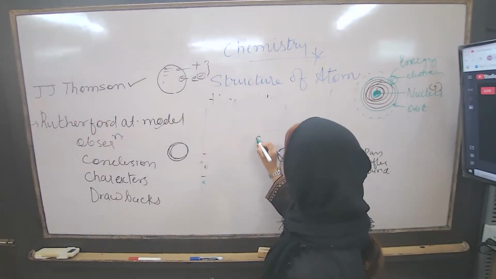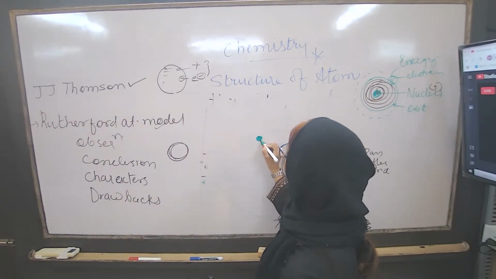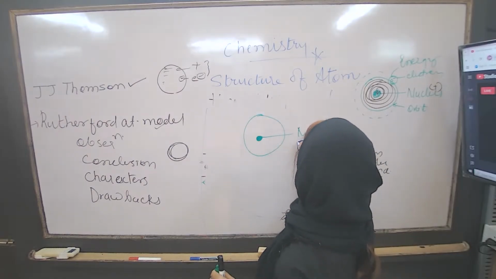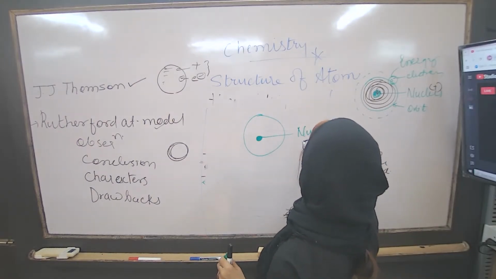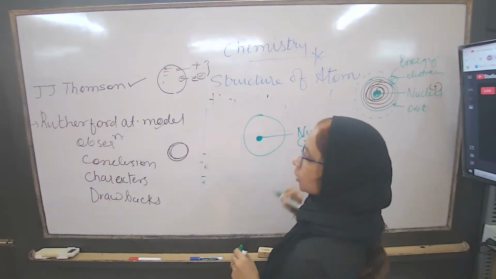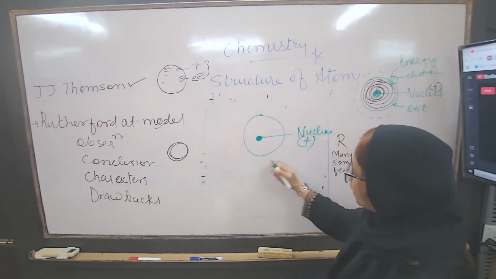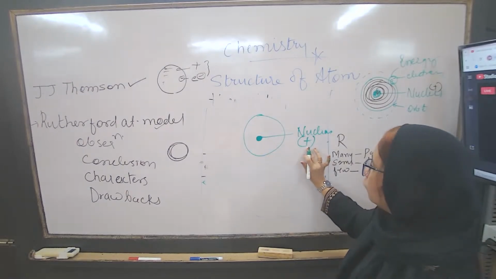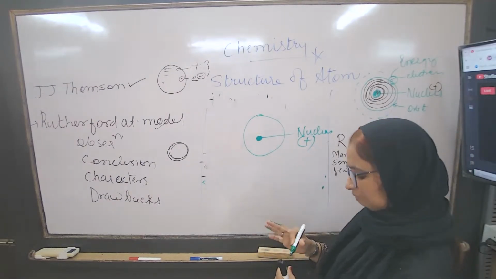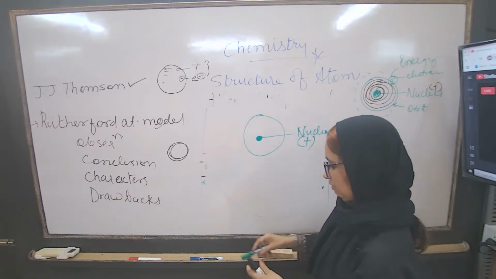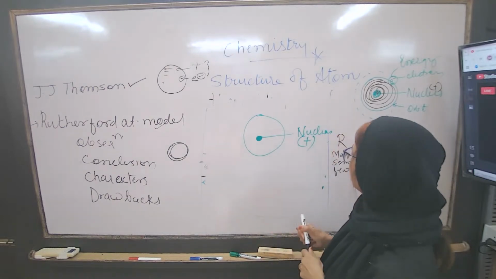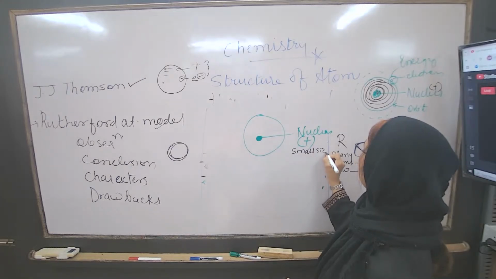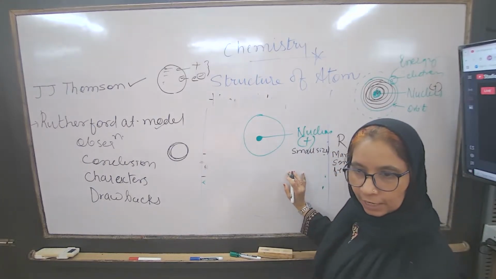In the center, there is a small part. This small part is known as the nucleus. This is positively charged. As compared to the size of this particular thing, conclusion से मैं बता रही हूँ, the size of the nucleus is small. Okay. This thing understood.